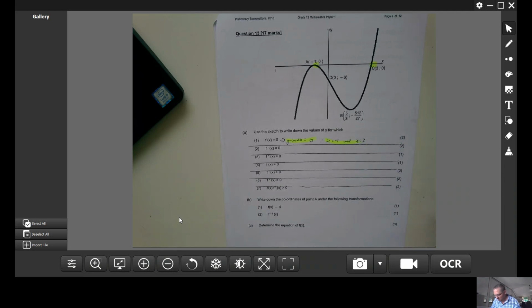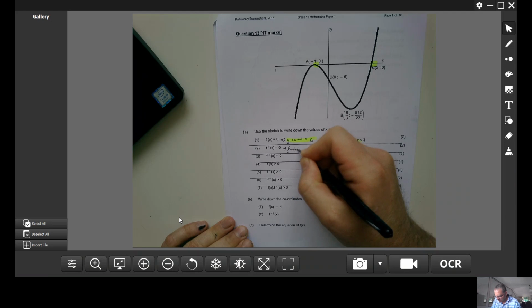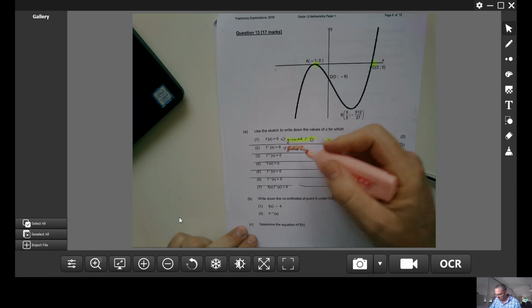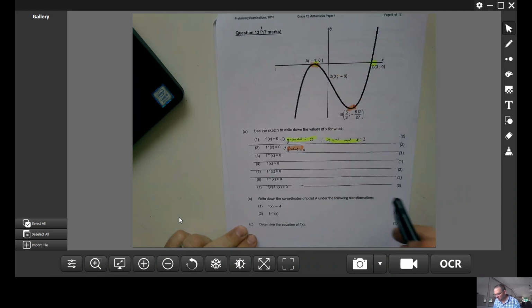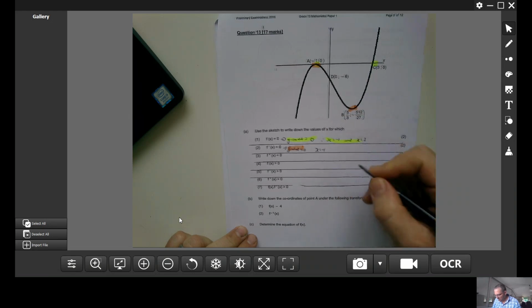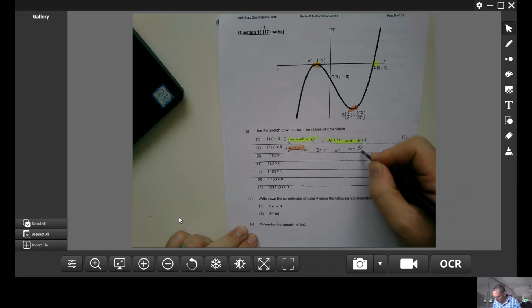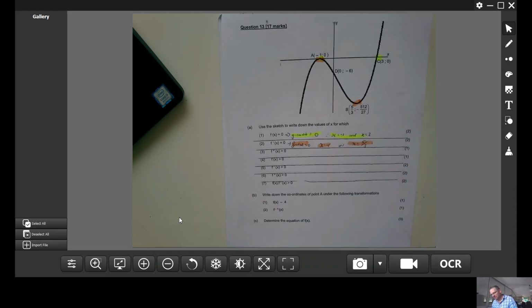Now f dashed of x gives you your gradient. So they're asking you, where is your gradient equal to 0? Now your gradient is equal to 0 at the turning points. So it'll be at that point over there and at that point there. They want to know the x values where that happens. So it will be x is equal to -1 and x is equal to 5/3.